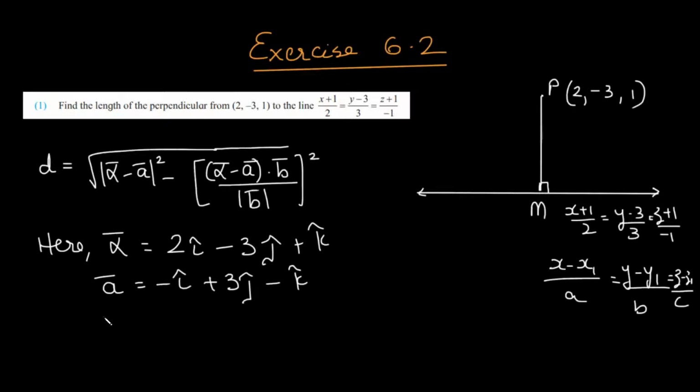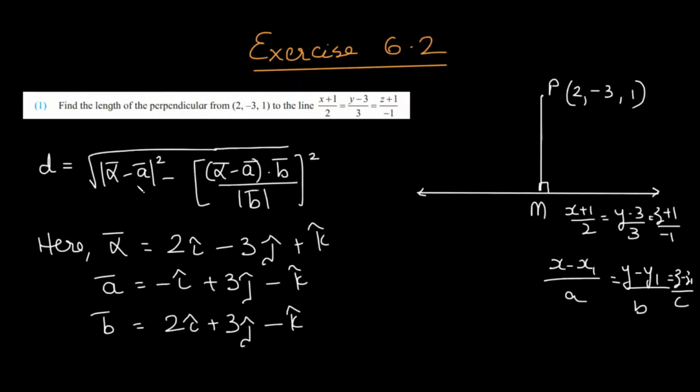Then what about b bar? B bar is a vector which is parallel to the line, and that particular vector can be given from these direction ratios a, b, c. So 2, 3 and minus 1 gives us 2i plus 3j minus k. So in this way, we get all these three values which are there.